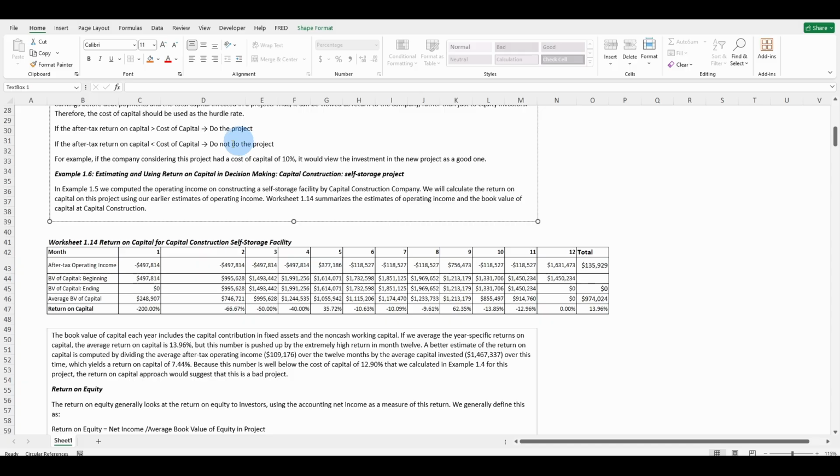That's what it is. And I've shown a couple of different examples, and I'll continue. In this example, if the company considering this project had a cost of capital of 10%, it would view the investment in the new project as a good one.